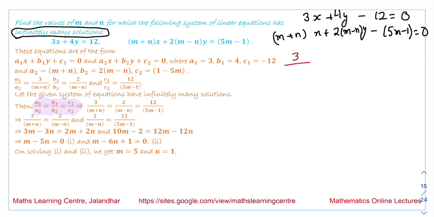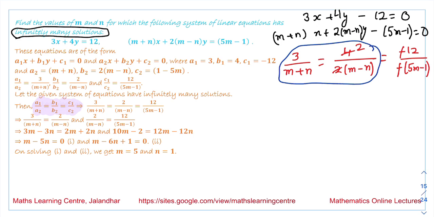So we get 3/(m + n) equal to 4/(2(m - n)) equal to -12/(-5m - 1). This minus sign gets cancelled, this 2 gets cancelled. So on solving these two terms, what we get is 3m - 3n equal to 2m + 2n. So we get m is equal to 5n.